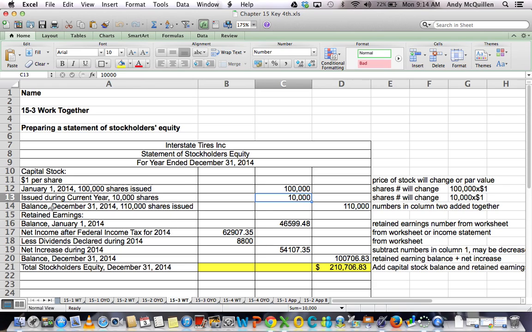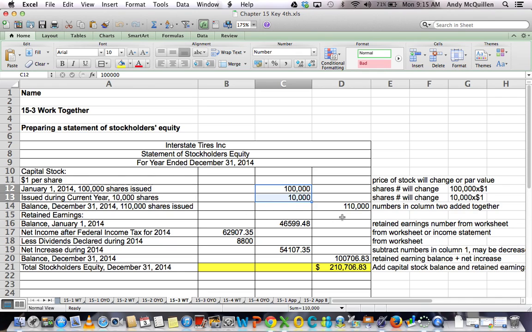And then the next line, which is really the final part of capital stock, balance December 31st, 2014, 110,000 shares issued. That is 100,000 plus 10,000. That's how we get 110,000. And then we're in column 3, and that's where we add the two numbers in column 2, and that's how I get $110,000.